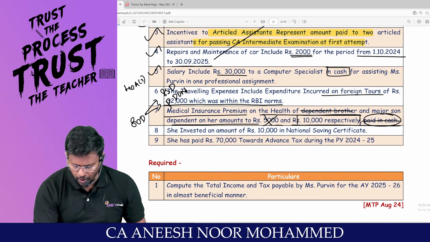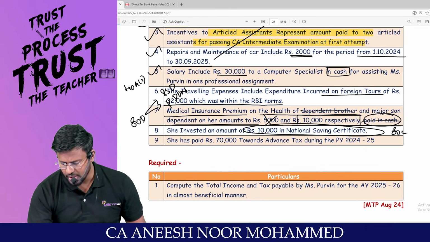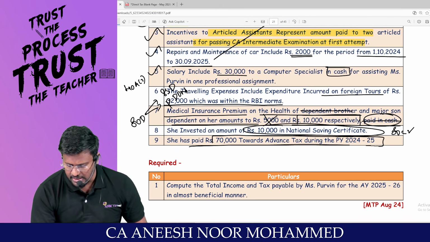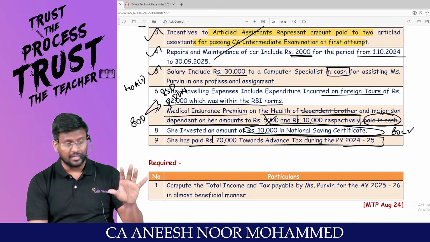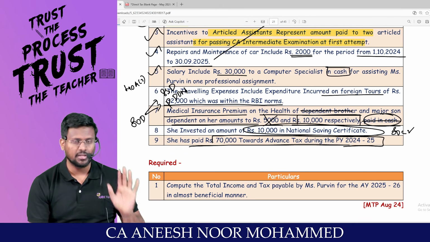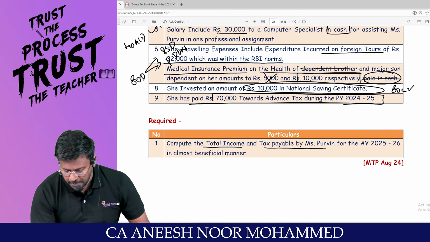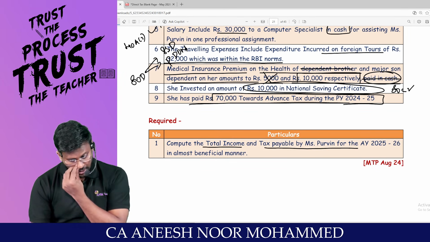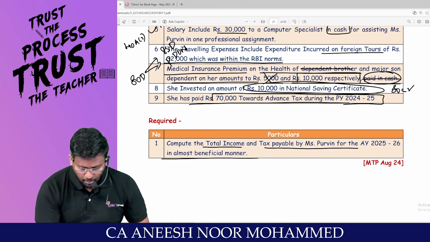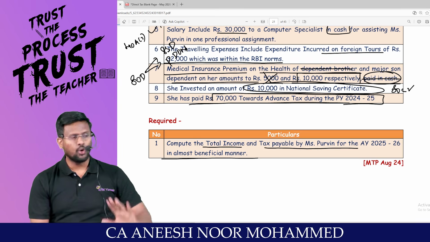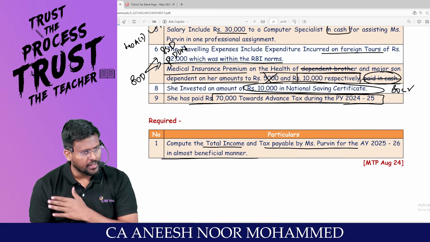She invested an amount of 10,000 in NSC. For that, she is entitled to claim 80C. She paid 70,000 towards advance tax. Finally, after you calculate the tax liability, reduce that 70,000 as advance tax. Compute the total income and tax payable by Miss Parvin for assessment year 25-26 in the most beneficial manner. That means we have to calculate both tax regimes. Always first calculate the optional tax regime.